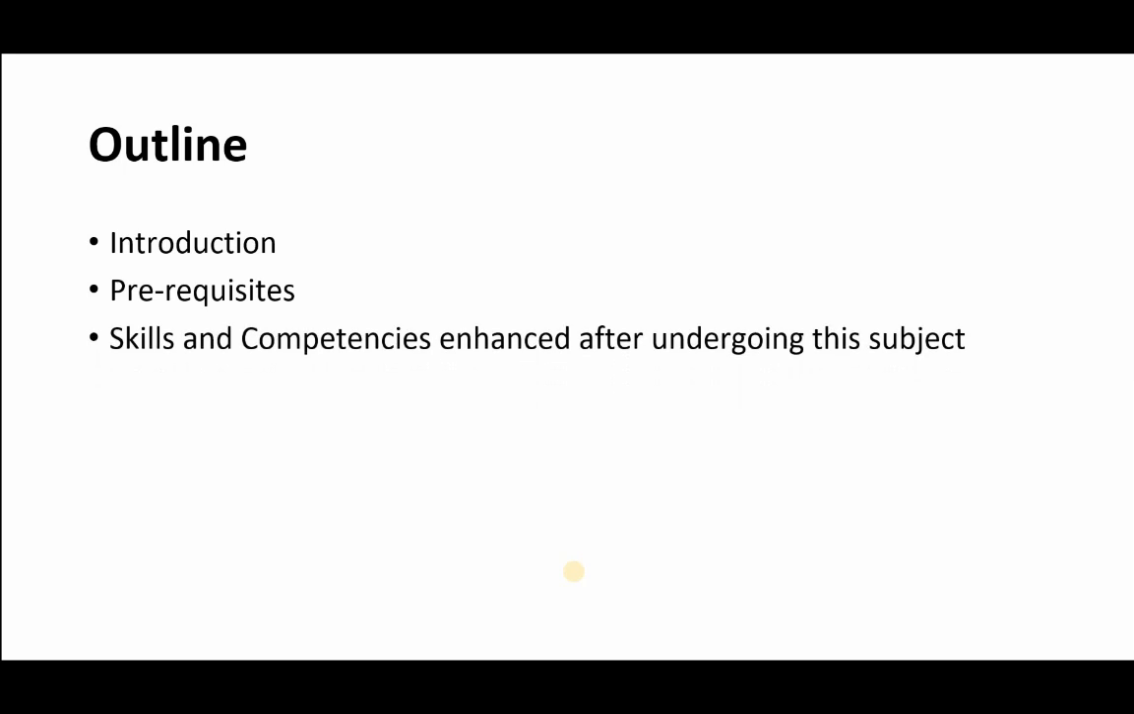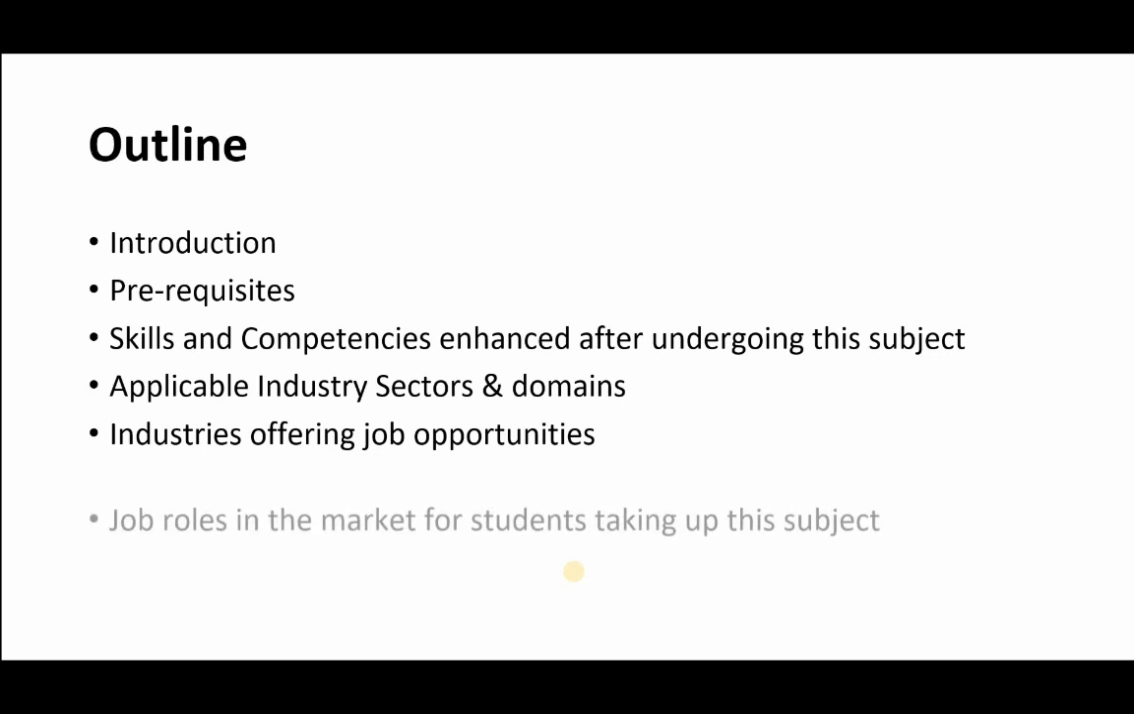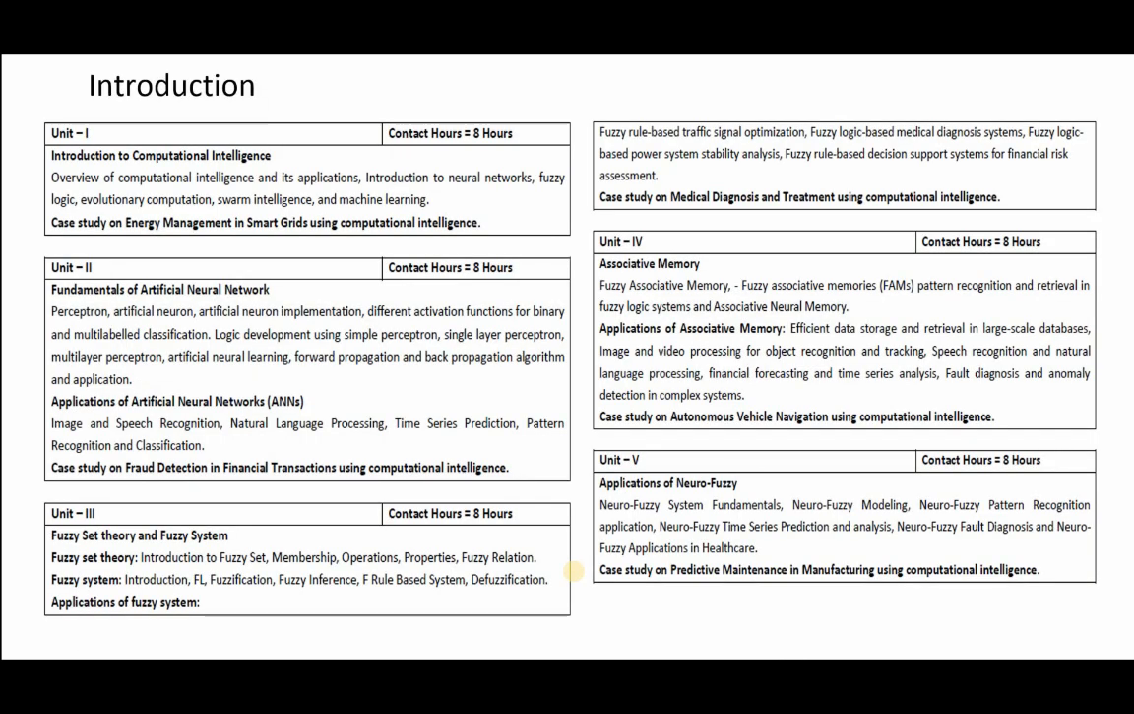The outline of this presentation will be firstly introduction, then the prerequisites, then we'll see the skills and competencies, applicable industry sectors, industries offering job opportunities, and job roles in the market. Just a quick bird's eye view of the syllabus. We'll start with introduction to CI, then ANN fundamentals and applications. Then we go to fuzzy and set theory, associative memory, and finally applications of neurofuzzy.